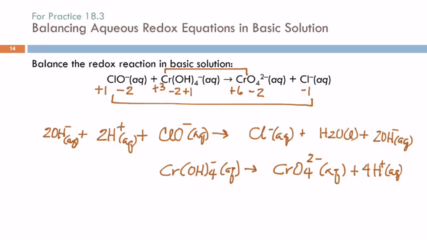Now it's mass balanced for acidic solution, but this is in basic solution. So I add hydroxide ions equal to the number of hydrogen ions I have. 4 OH minus. And then I need 4 of them on the other side. And it got off center there. So mass balance is fine, right?